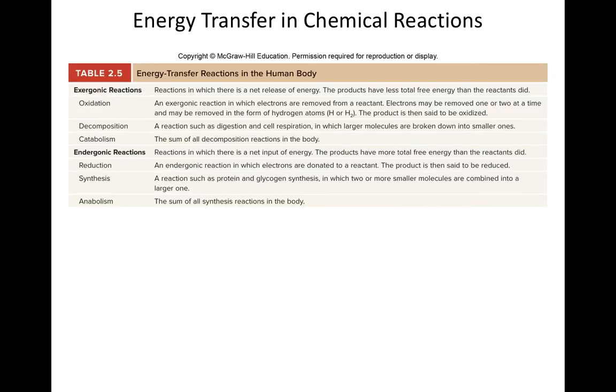Okay, so here we can just sum up the energy transfer in these chemical reactions. So anything, remember, that is exergonic is releasing energy. So oxidation, decomposition, catabolic, okay, all of those would fall under exergonic. Endergonic means that you have to put energy in, so your reduction, your synthesis, your anabolic reactions. So we will come across different chemical reactions as we go through the body. It's not a chem class, but you do need to understand the basics.